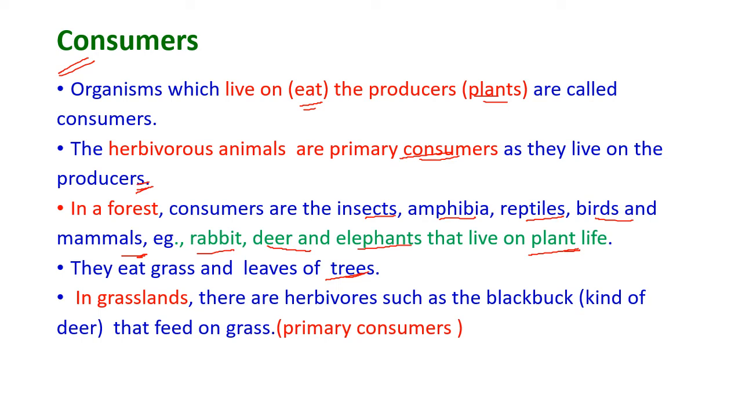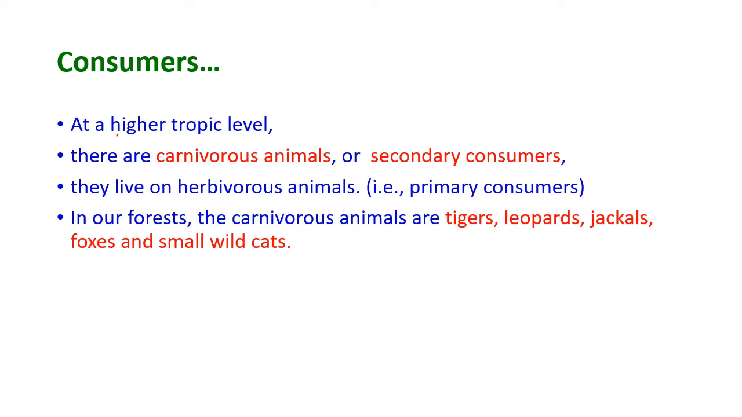The next, grasslands. For example, in grasslands, there are herbivores such as the blackbuck, which is a kind of deer. The blackbucks feed on the grass and they are called the primary consumers. Then at the higher trophic level, there are carnivorous animals or the secondary consumers. The secondary consumers live on the herbivorous animals, that is the primary consumers. In our forest, the carnivorous animals are, for example, the tigers, leopards, jackals, foxes, and small wild cats.